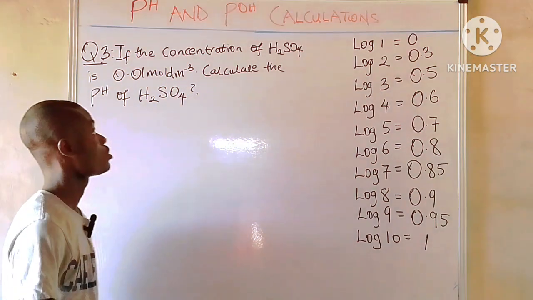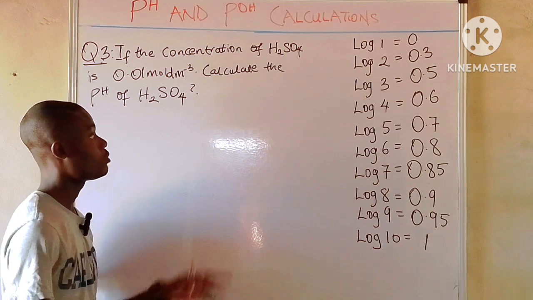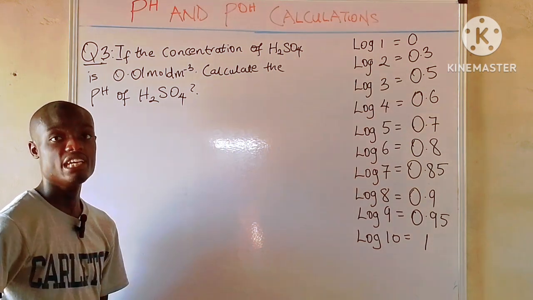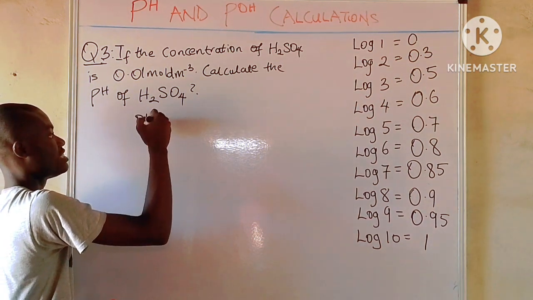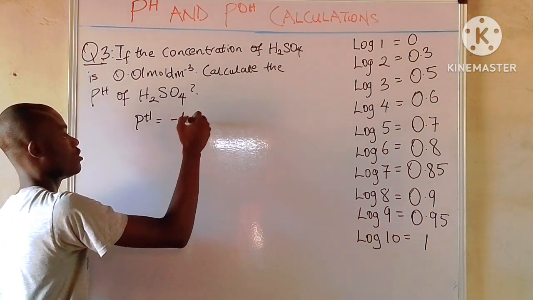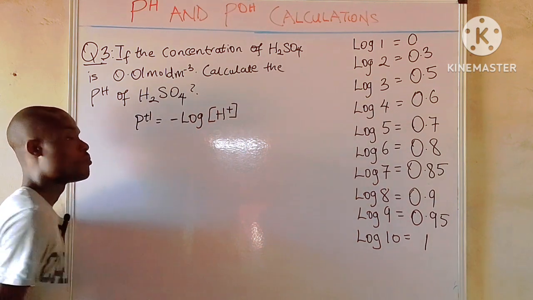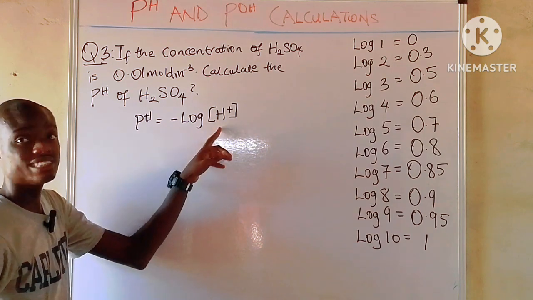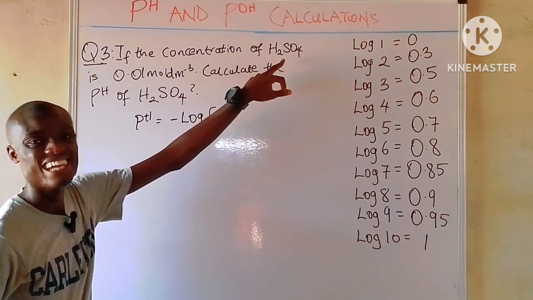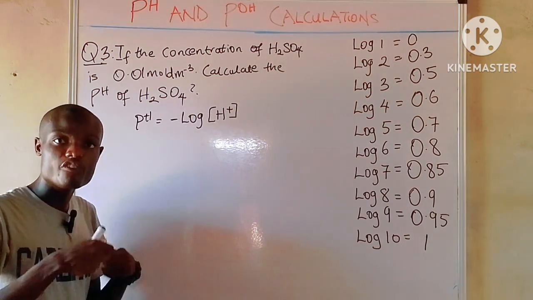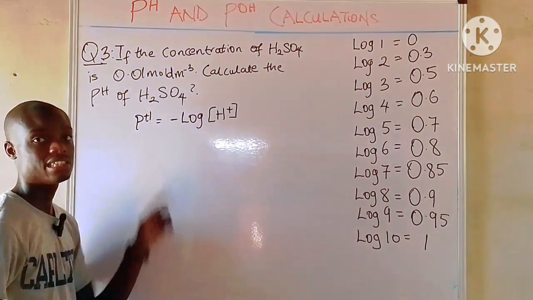So in our third question, we are given the concentration of H2SO4 as 0.01 mole per dm cube, but we are told to calculate the pH of H2SO4. Recall that the pH is equal to the negative logarithm of the hydrogen ion concentration. But in this question, we are not given the hydrogen ion concentration, rather we are given the concentration of the acid itself. So we have to find the concentration of hydrogen in this acid, then we can use that value to get the pH.